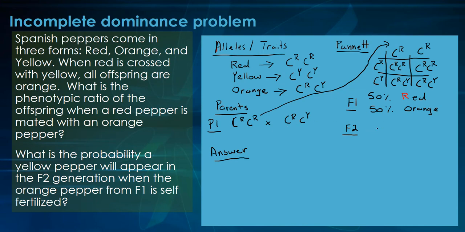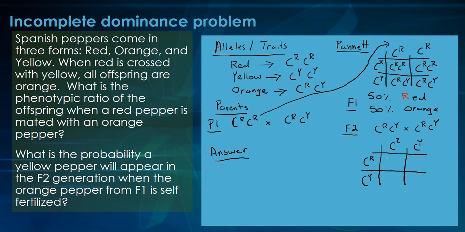Again, we want to always know our parents. So to get that F2 generation, we're going to cross an orange, or a CRCY, with another CRCY. That'll give us our F2 generation. We don't have our F2 generation yet. Got to make a Punnett square to get that F2 generation. Let's get these gametes out. CRCY. Both parents are the same. It's going to be interesting to see what the offspring are. Pause the video at any moment and see if you can get it before I go over it.